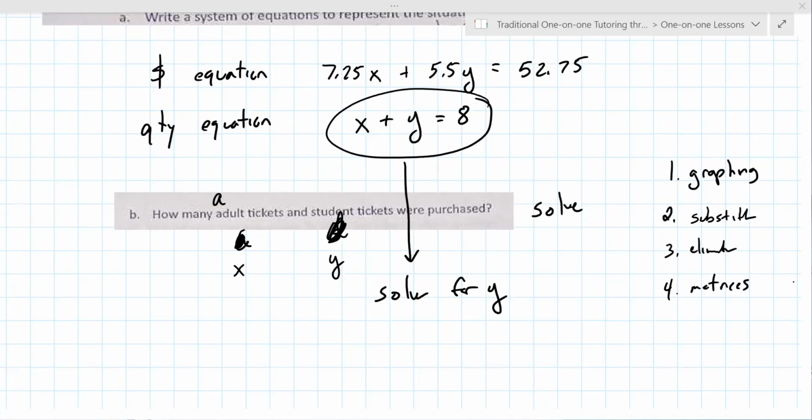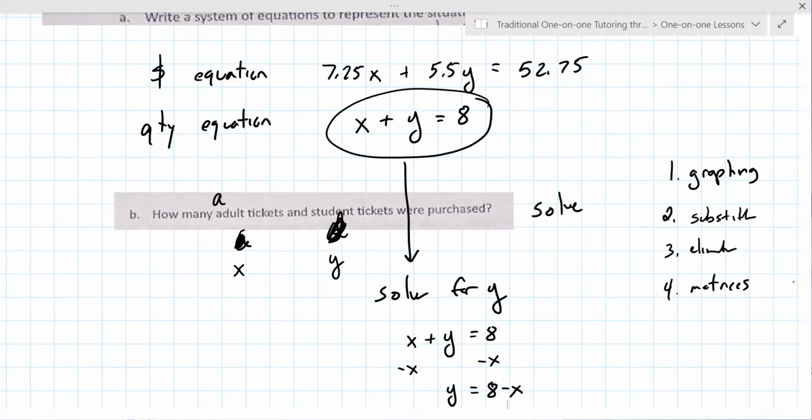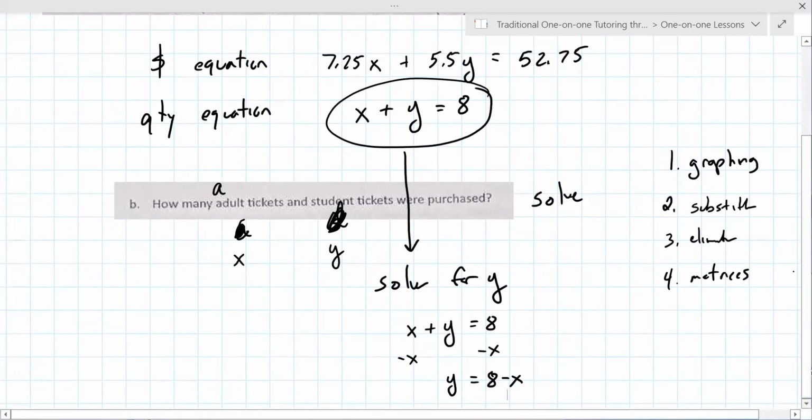Okay, so I was trying to get you to solve the simpler equation for y. Maybe it wasn't clear, but I wanted you to solve the x plus y equals 8 for y, because that's the simpler one. That's the one that's easier to get y by itself. So I was asking you to subtract x from both sides and get y equals 8 minus x. Oh, okay, so you always go to the simpler one first. Is that clear?